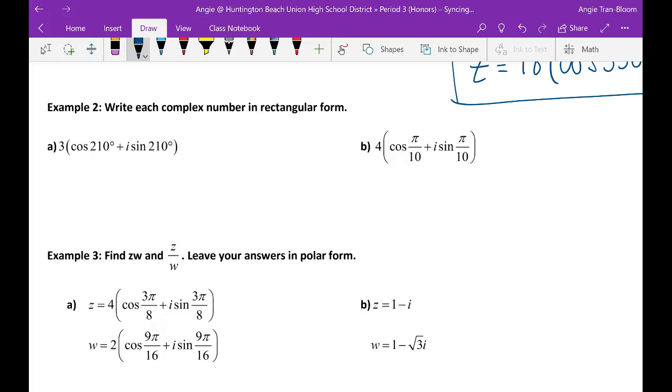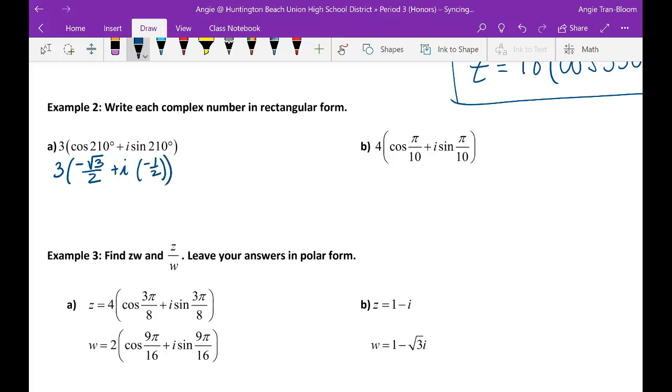First, we will write the 3 down because that's the radius. Cosine of 210. 210 is in quadrant number 3, so cosine in quad 3 is going to be negative radical 3 all over 2. And then we're going to drop down your i. Sine of 210 in quad 3 is a negative 1 over 2.